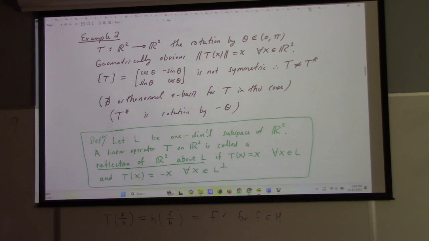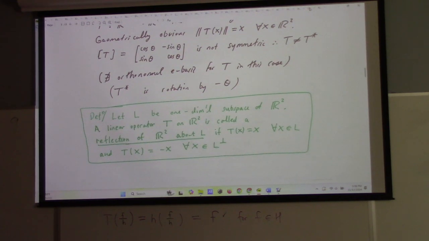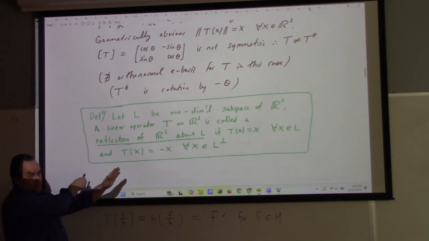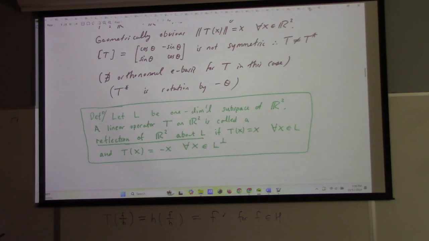Let's see here. So this is new. Let L be a one-dimensional subspace, also known as a line through the origin. All right, a line through the origin is a one-dimensional subspace of the plane. A linear operator T is called a reflection of the plane about L if T of x is equal to x for all x in the line, and T of x is minus x for all x in the perp to the line. So if you think about the way that works, it just takes whatever's off the line and flips it over, right? So it reflects over the line. This is the definition of a reflection.